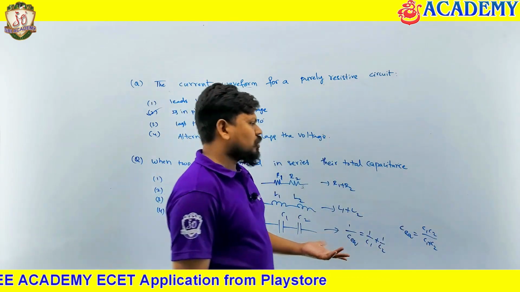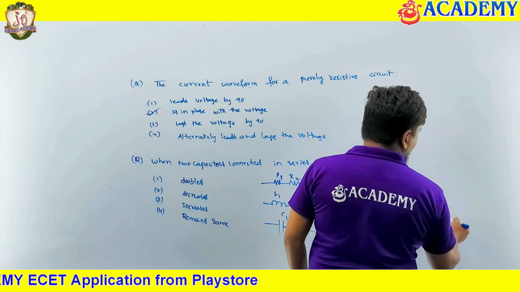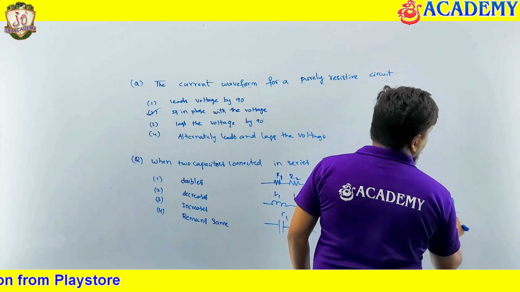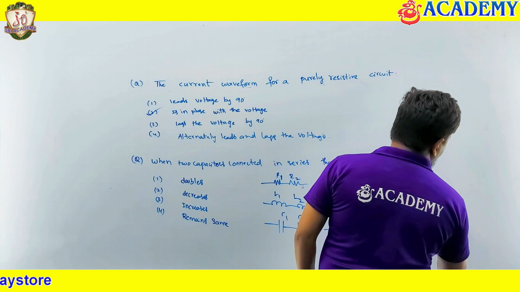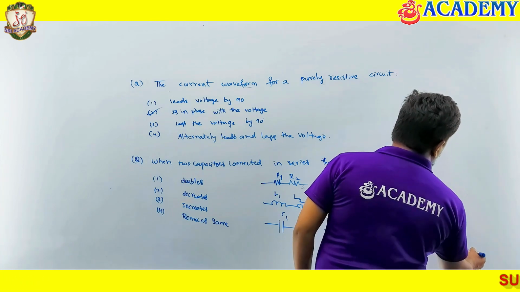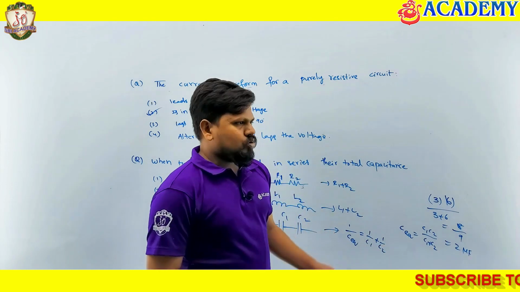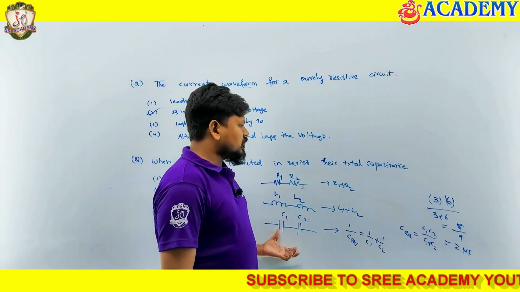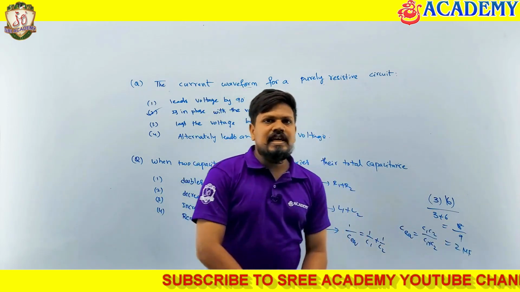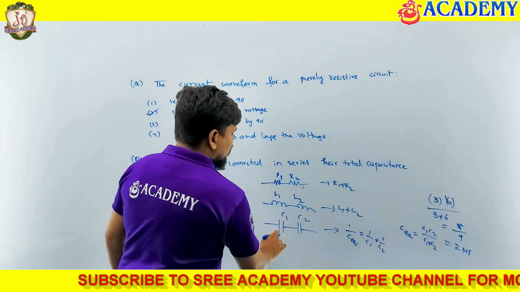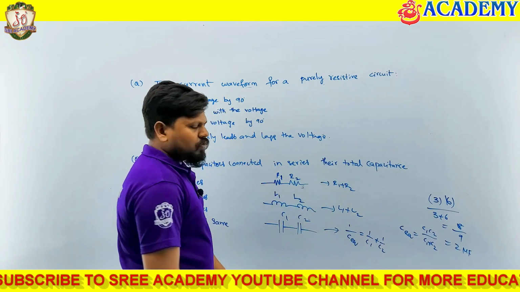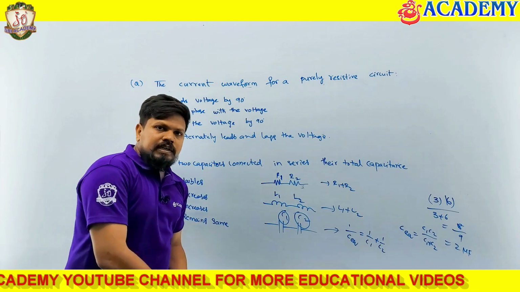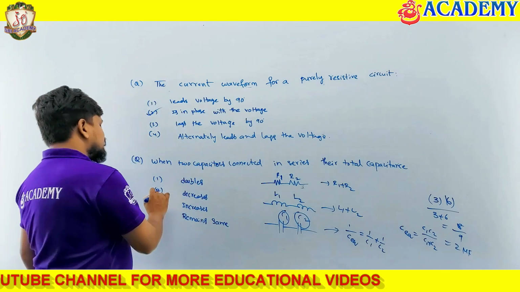If you just take some value, take C1 equal to 3 microfarads, C2 equal to 6 microfarads, what will you get? 3 into 6 divided by 3 plus 6. 3 into 6 is 18, 18 divided by 9 is 2 microfarads. I am doing this only for practice, but directly we have to answer. Whenever two capacitances are connected in series, directly we will get a value less than both. The equivalent value is less than this one and less than this one also, so it will decrease. C equivalent will decrease. Decrease will be the answer.